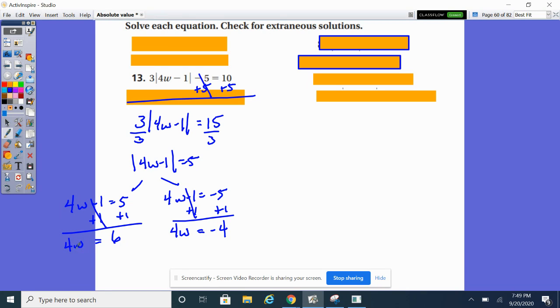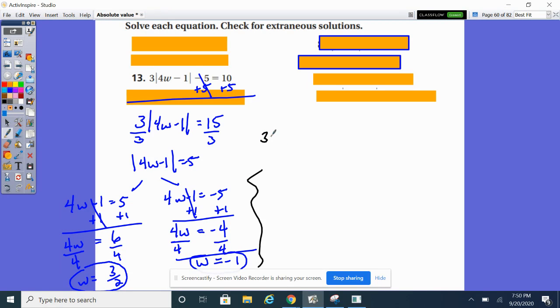Two things next to each other means multiply. The opposite is division. So there we go. We divided by 4, and now w is 3/2. Remember, both of these are even numbers, so they're both divisible by 2, so I want to reduce that if I can. Over here, we also divide by 4. -4 divided by 4 means that w is equal to -1. So there's two possible solutions. Let's check them out and see if they work.